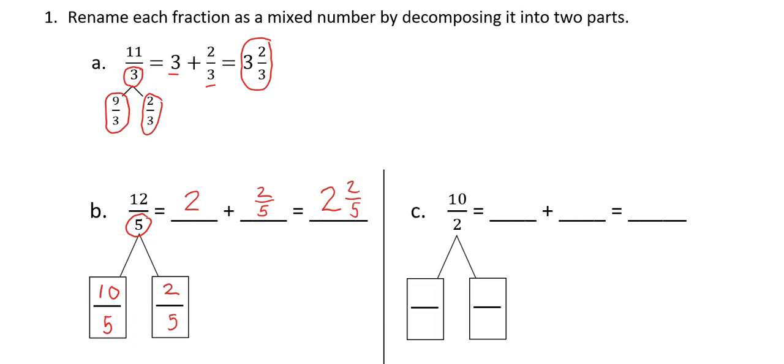If we look at problem C, I have 10 halves. Well, it takes 2 halves to make a whole. So if I have 2 halves for one whole, 4 halves would make 2 wholes. 6 halves would make 3 wholes, 8 halves would make 4 wholes, and 10 halves would make 5 wholes.